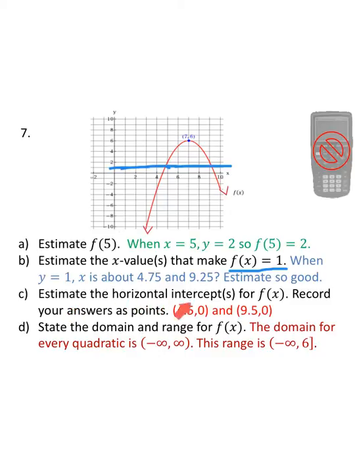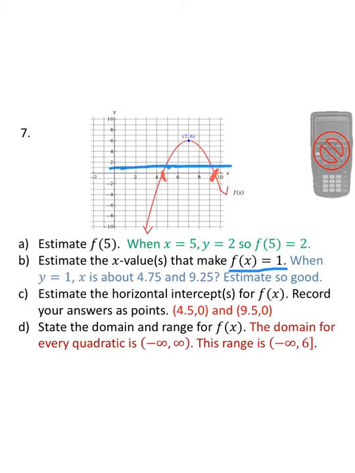Estimate the horizontal intercepts for f of x. Record your answers as points. Horizontal intercepts. Now that is where the graph crosses the horizontal axis. So I want to find where the graph crosses the horizontal axis. That looks like the 4.5 and 9.5, but notice I wrote them as points. When x is 4.5, my y value is 0. And when x is 9.5, my y value is 0. So I record them as points.